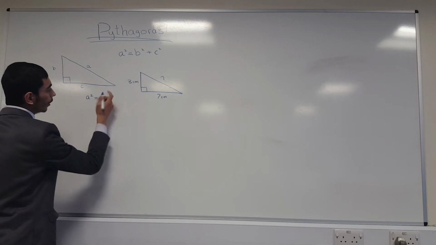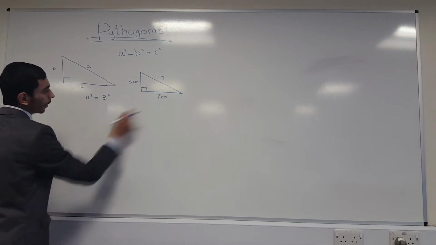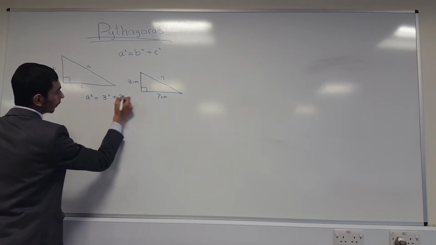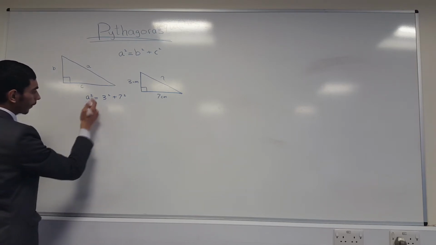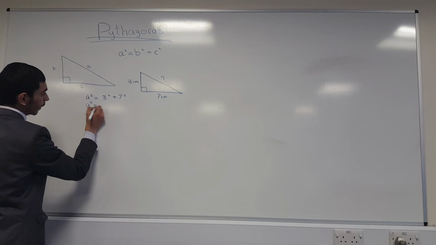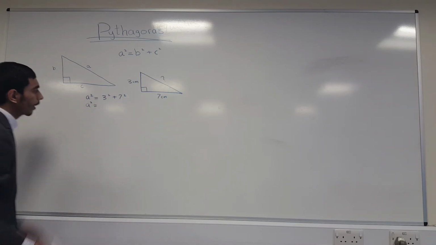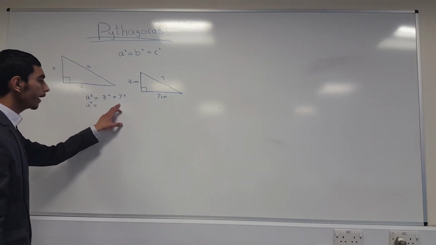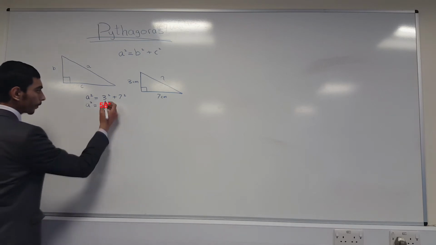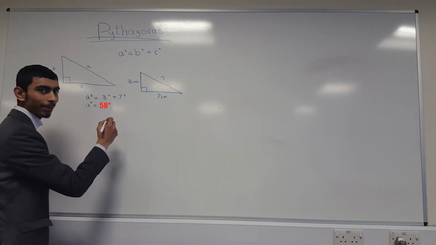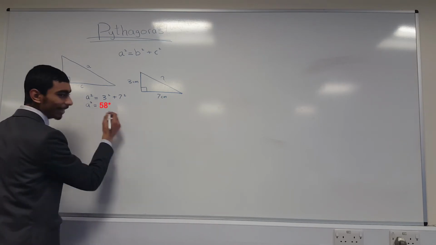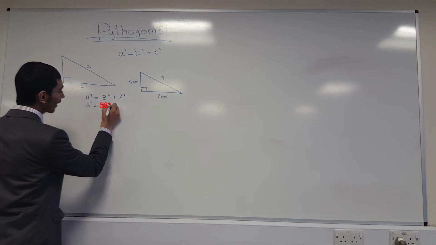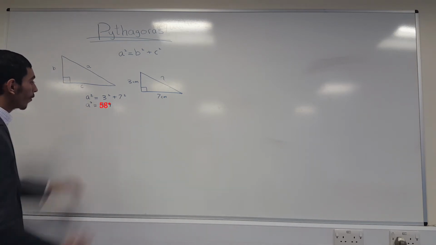So 3 squared plus 7 squared, and I just like to continue it downwards to tidy that up. 3 squared plus 7 squared is 54, if I'm not wrong. 9 plus 49 is 54. Yeah, it is 54. So a squared is 54.